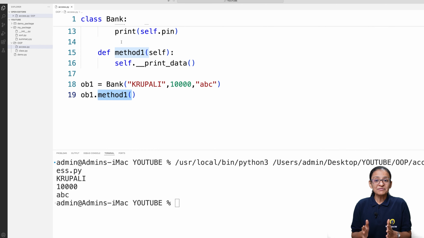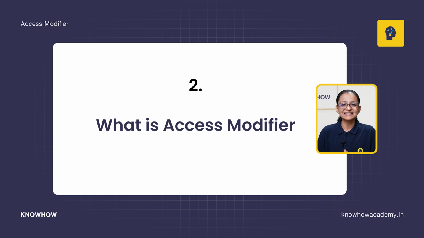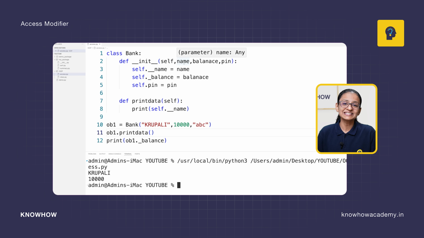Now let's summarize what you have learned in this video. In this video, you have learned why there is a need for access modifiers in OOP using a real life scenario, what an access modifier is, the different types of access modifiers in Python OOP, and the practical implementation of access modifiers.